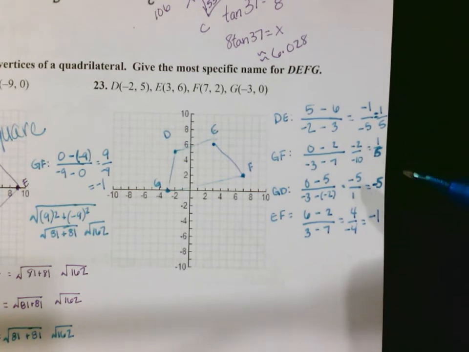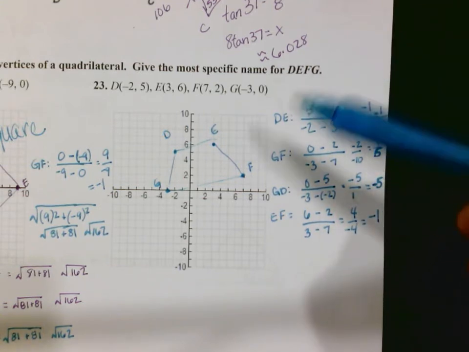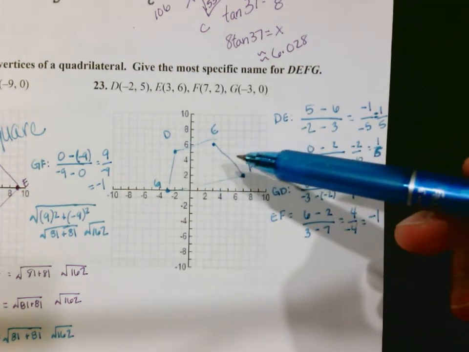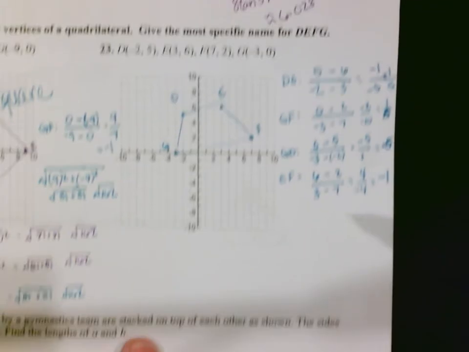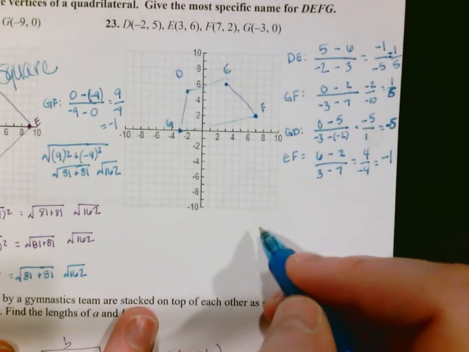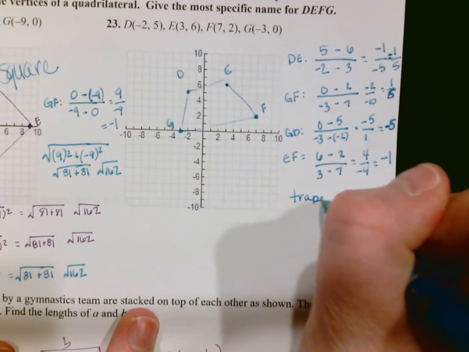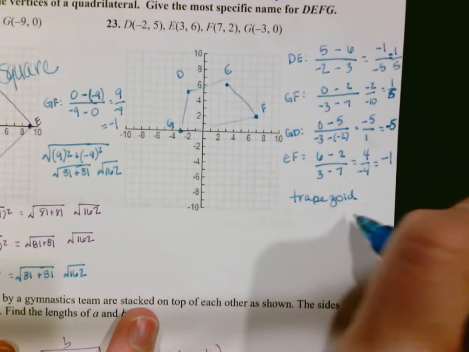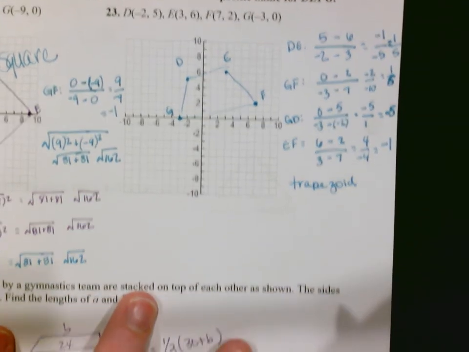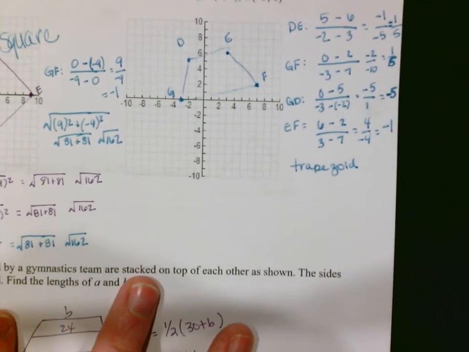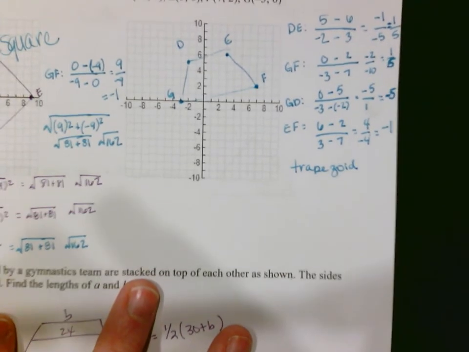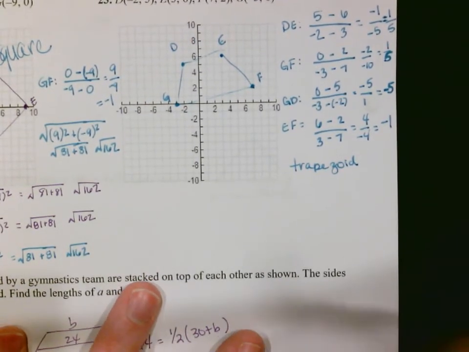So what I have to do is check whether these non-parallel sides are congruent or not congruent. So I need to do the distances of these to prove that it's not an isosceles trapezoid. So I have a trapezoid right now, but to prove if it's an isosceles trapezoid, the two sides that are not parallel must be congruent.